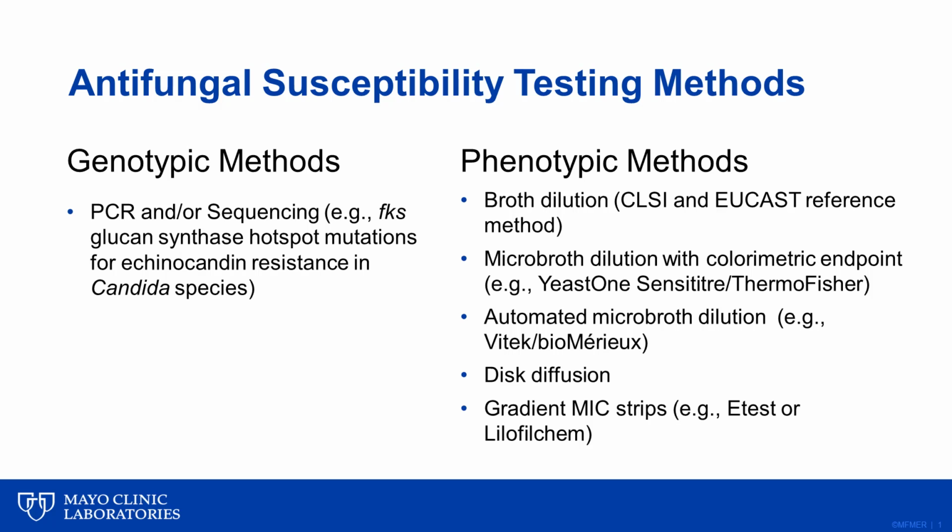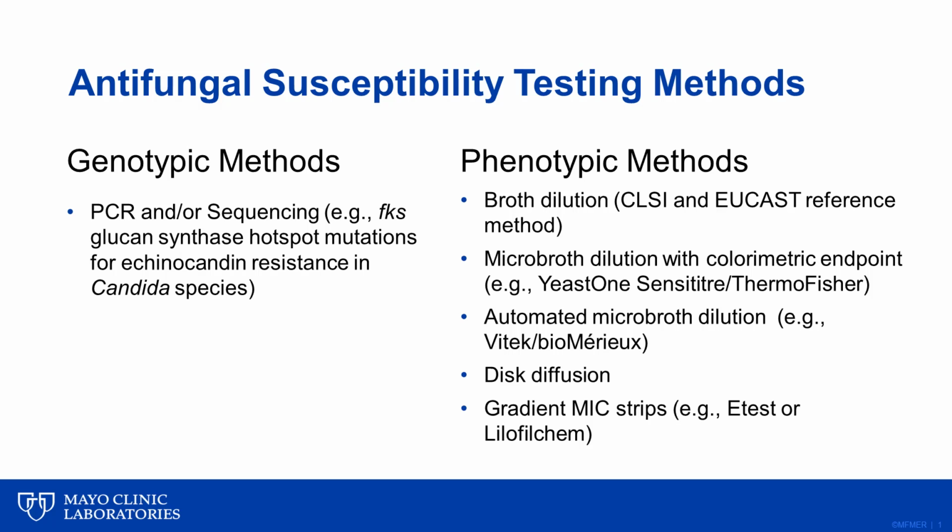Most clinical laboratories currently utilize phenotypic methods for antifungal susceptibility testing, and there are a number of different phenotypic methods which can be used. The accepted reference method is broth dilution testing, and this method is recognized as the reference method by both EUCAST and CLSI. Instead of the reference method, many hospital laboratories may choose to use a microbroth dilution method with a colorimetric endpoint, such as that provided by the Yeast 1 sensitizer plates from Thermo Fisher, or they may choose to use an automated microbroth dilution instrument like the Vitek from bioMérieux.